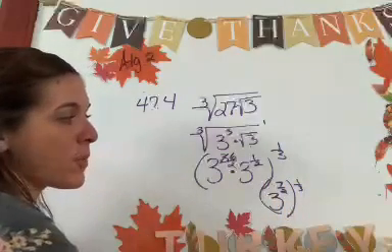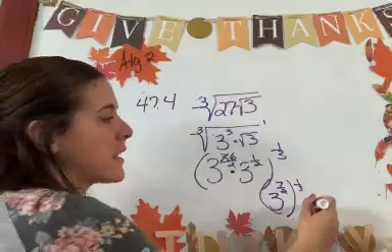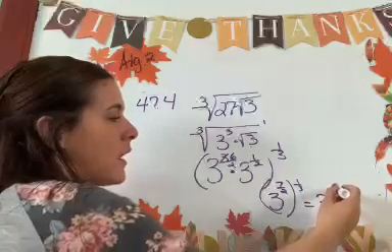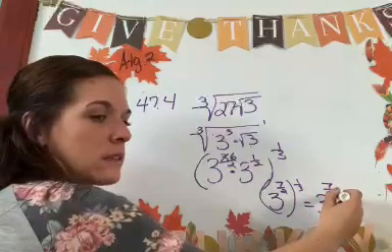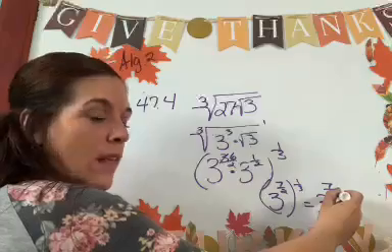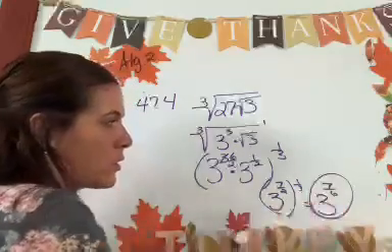So now you're going to multiply your 7/2 times 1/3, and that's going to give you 3 to the 7 over 6. And that's our answer. 3 to the 7 over 6.